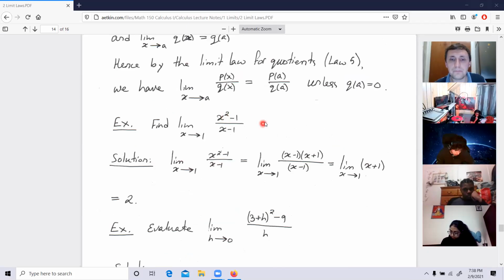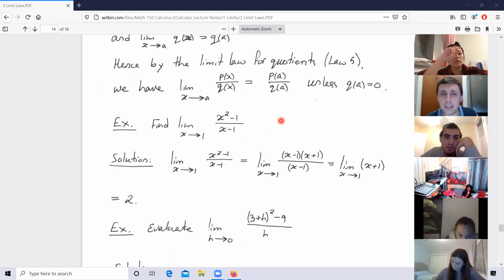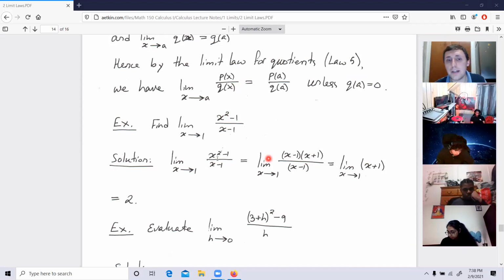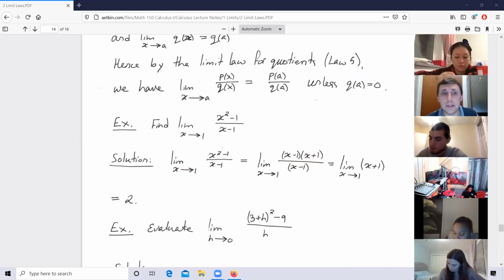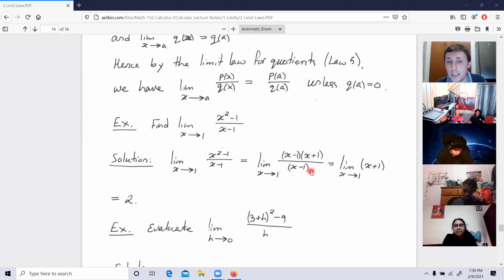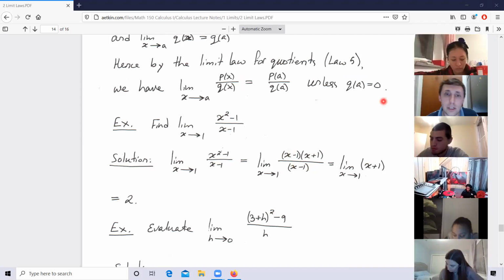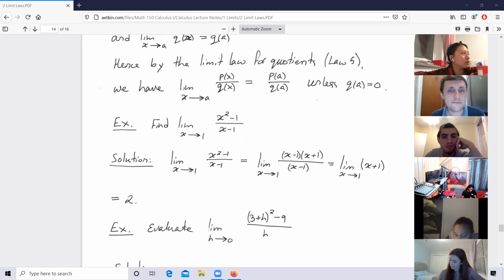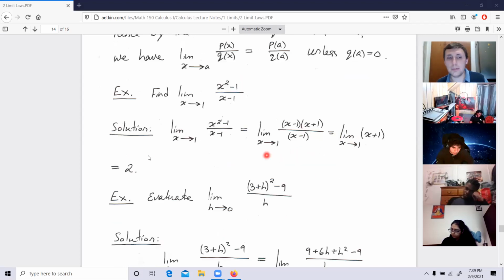Like this, I can factor it out. You agree? I factor the numerator as x minus 1, x plus 1. And then I can cancel out the x minus 1. Do you agree? Because x minus 1 isn't really 0. X is not really 1, and therefore x minus 1 is not really 0. Do you see that? So what is the limit? The limit is 2. Is it clear why?